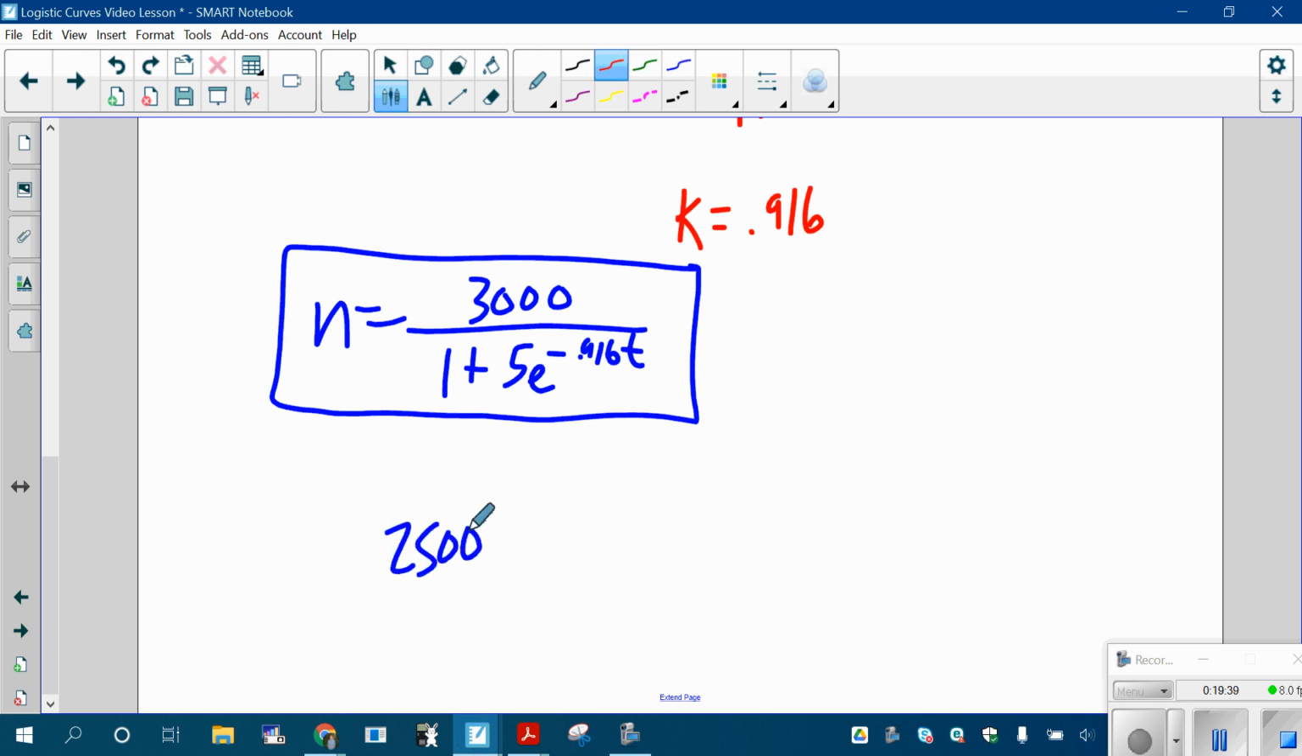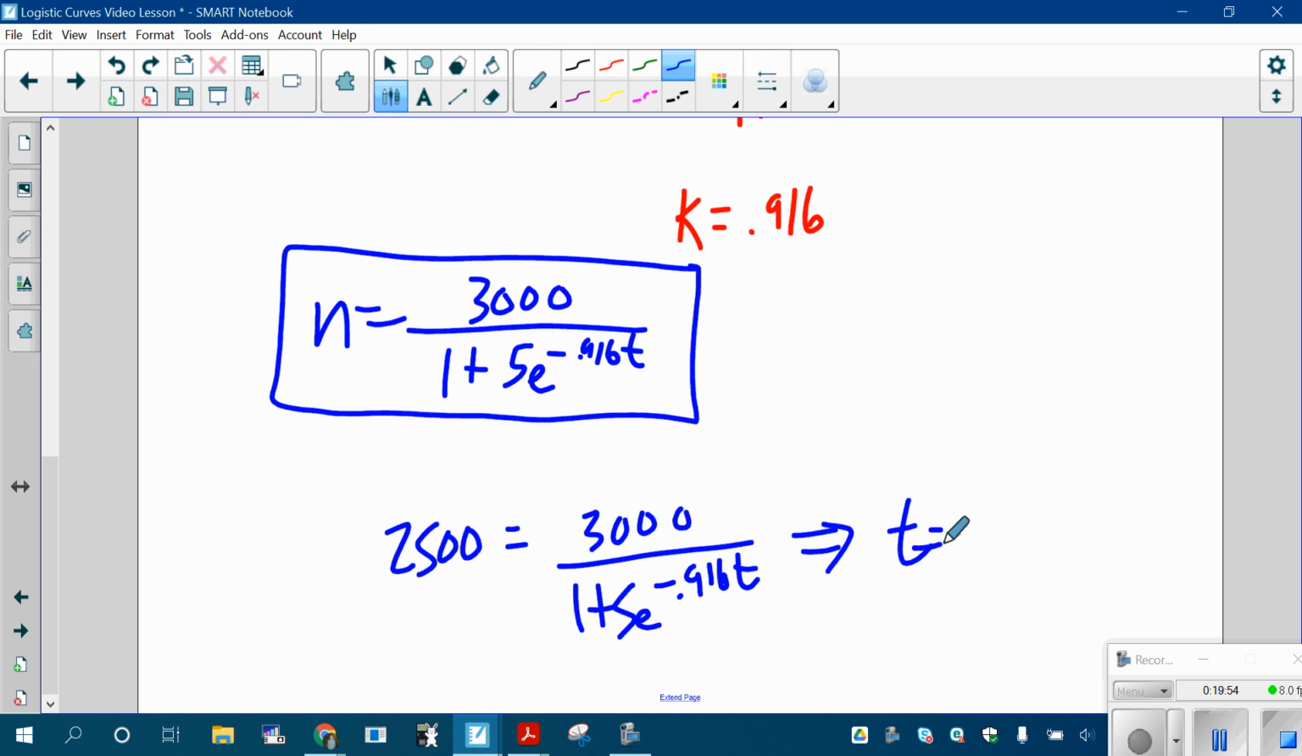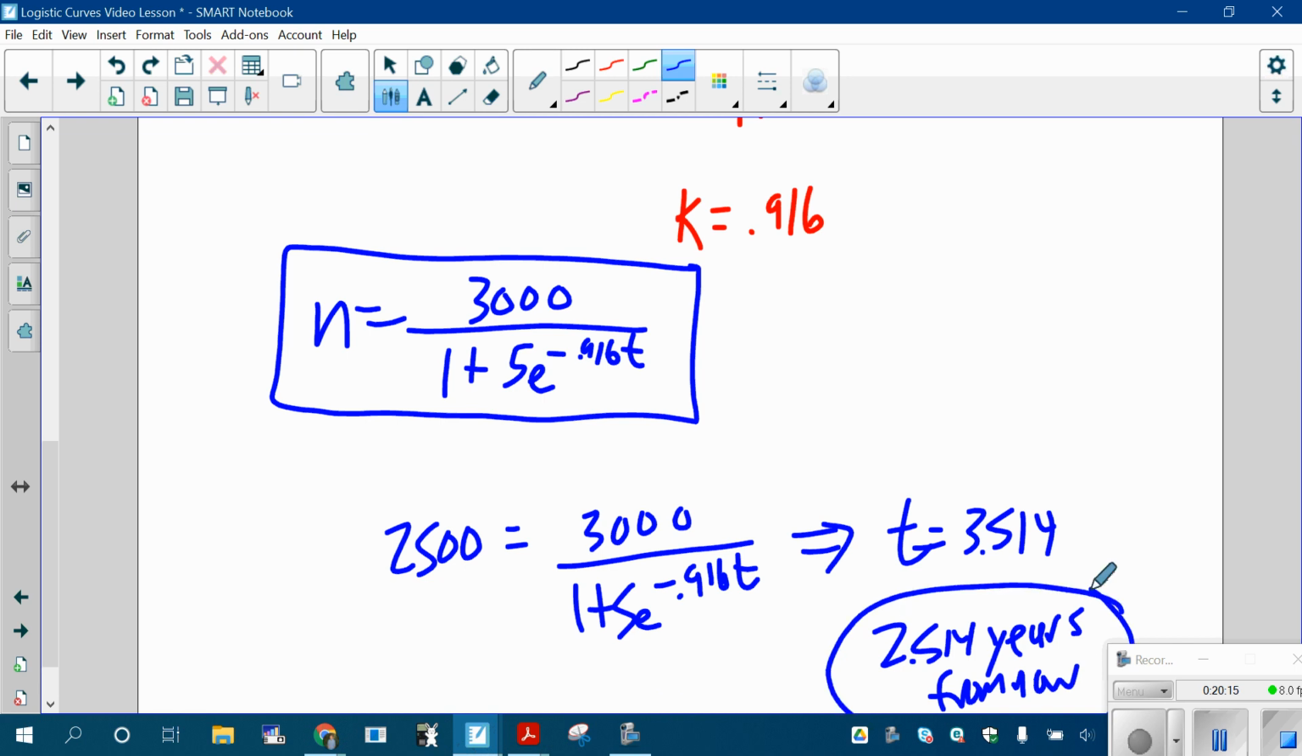I can solve this algebraically, or if I have my calculator, I can totally just solve this on my calculator. Typing in the y1 and y2 and figuring out where they intersect, it gives you out that this happens at time 3.514. And let's remember that we're already at time 1, so that's 2.514 years from now. Cool. Check.